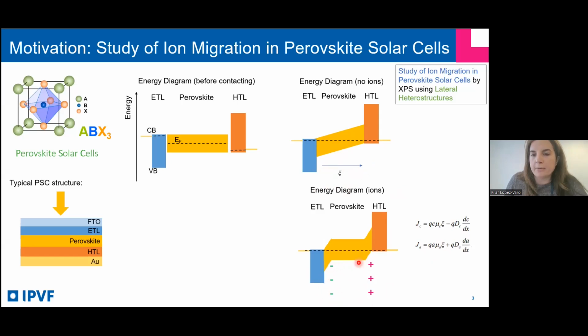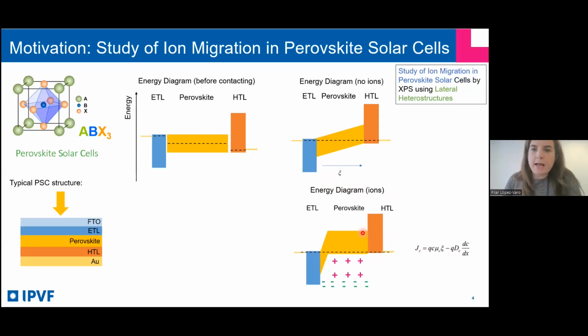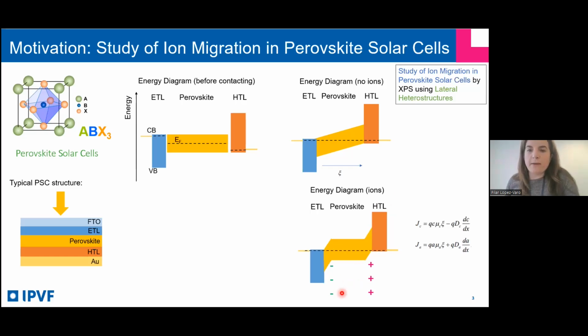Due to this distribution of the charge, we are creating an electric field in the opposite direction of our initial electric field. And this is producing a screening of the electric field. So here we almost don't have an electric field. But here we are considering that both of them are migrating at the same time.